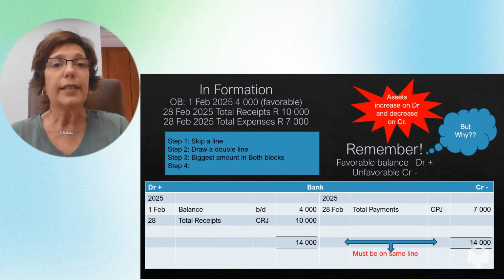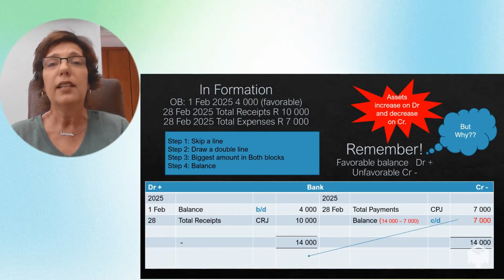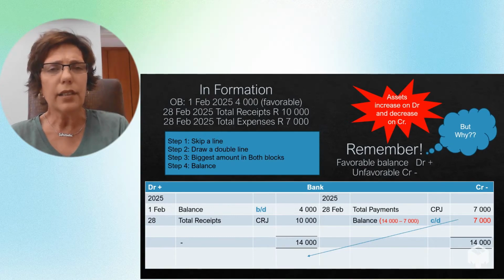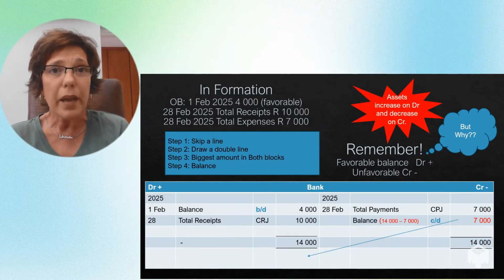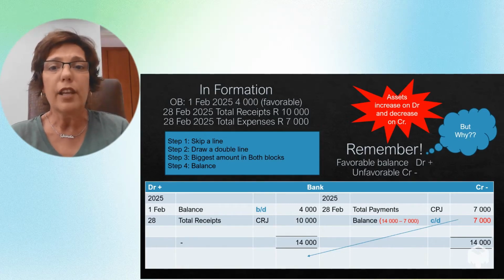Then we're going to look at step 4. This is where we're actually now going to balance my account. So you'll see I've shown you there in red the debit side, the 4,000 and 10,000 does add up to the biggest amount. But does the 7,000 add up? No, this is where I'm short and this is where I need the balancing amount, the 7,000.